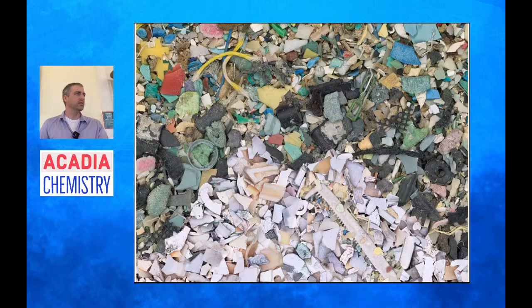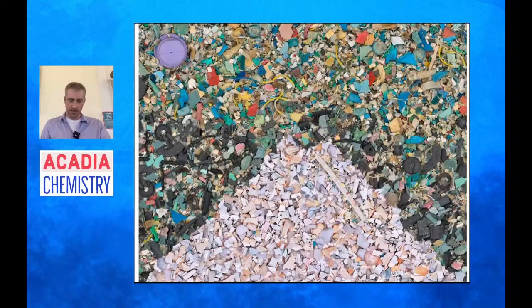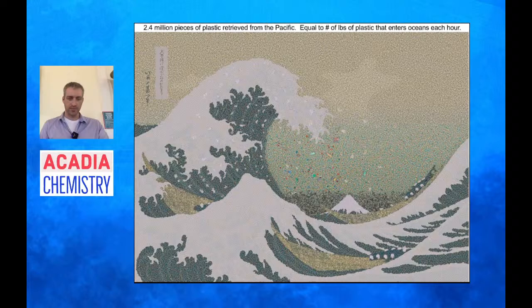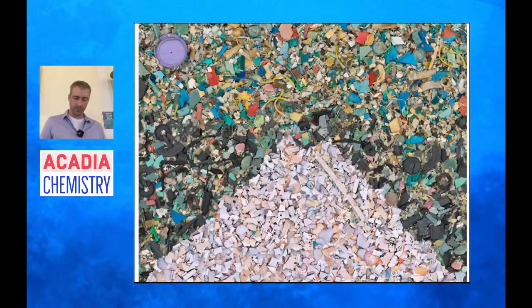So here's a picture, and this is all plastic waste, bits of plastic that were pulled out of the Pacific Ocean. And I'm going to zoom out. This is a piece of art. Zoom out one more time. So this is a piece of art that's made from 2.4 million individual pieces of plastic that are being used here to recreate a very famous painting. And the number of pieces of plastic here, this 2.4 million pieces, if you zoom in, you can see them and how many there are.